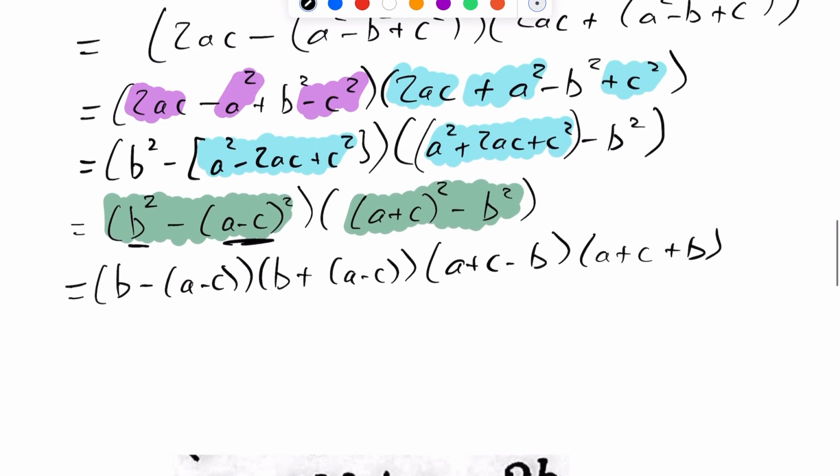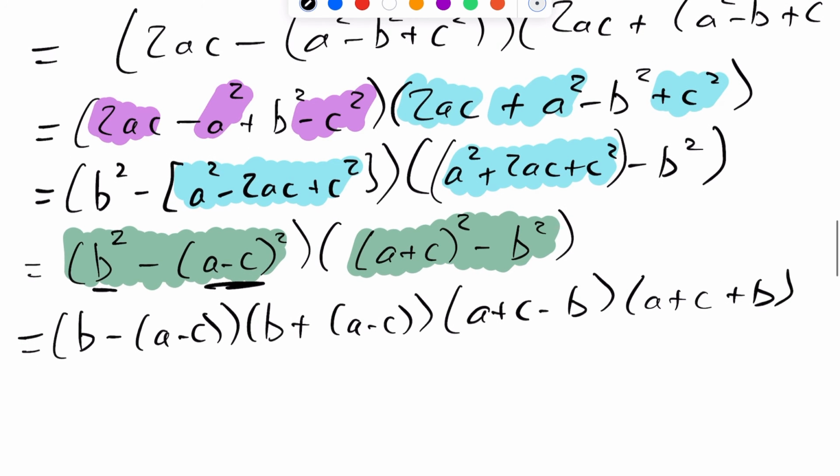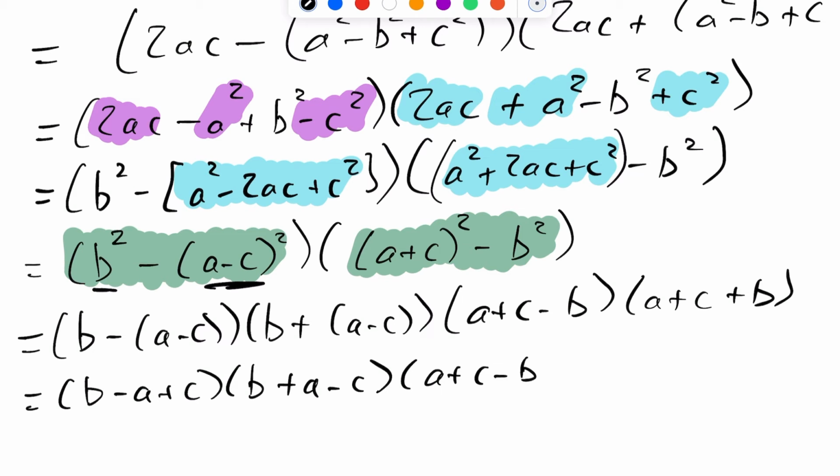All right, we're almost there, having this fully factored here. If we take a look at this problem, I can now distribute my minus sign, to which I get b minus a plus c times b plus a minus c times a plus c minus b times a plus b plus c. And now we have our expression here fully factored.